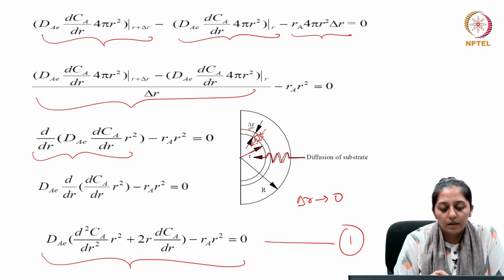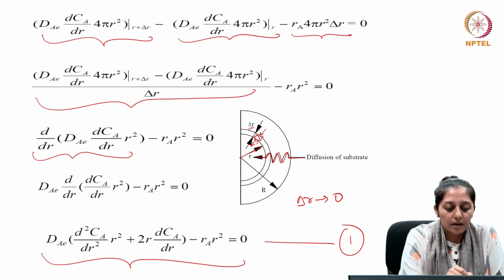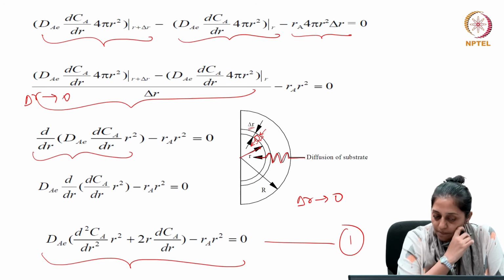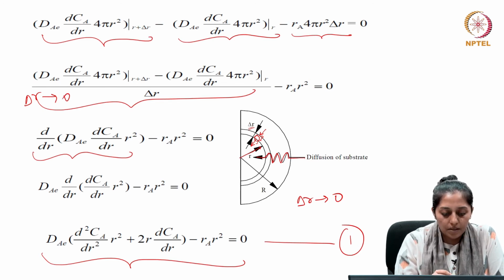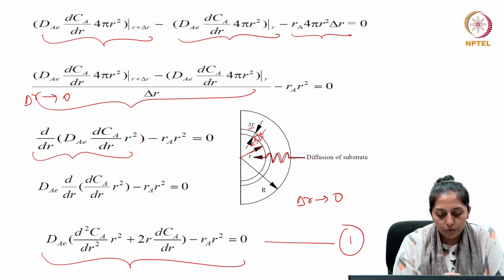So if you see, this becomes equal to a differential because you are putting the limit delta r tends to 0, and DAe has been brought out of the bracket because this is the diffusivity constant, assumed to be a constant. CA and r are variables, and RA is your reaction rate.